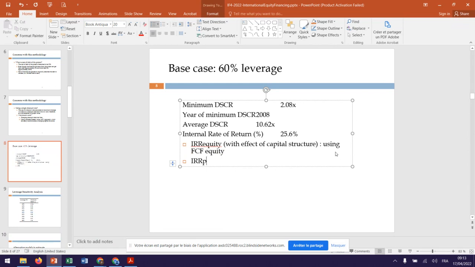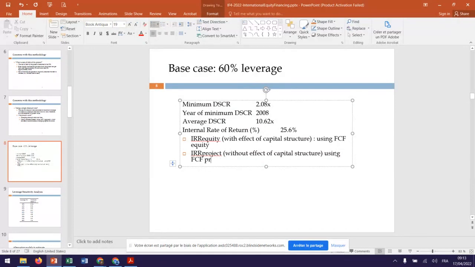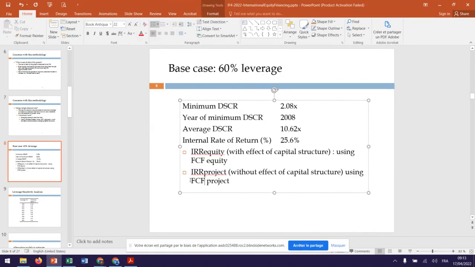So when you use the IRR of the project, we don't take into account the effects of capital structure. So we use free cash flows of the project, and we assume that the project is financed entirely by equity. Okay, so the IRR of the project is like the IRR of the firm. You should use the free cash flow of the project. Where you use the IRR of equity, you take only the free cash flow available to the equity holder, meaning after your debt payment, so you have the effect from the capital structure, and then we're able to compute the IRR of equity.